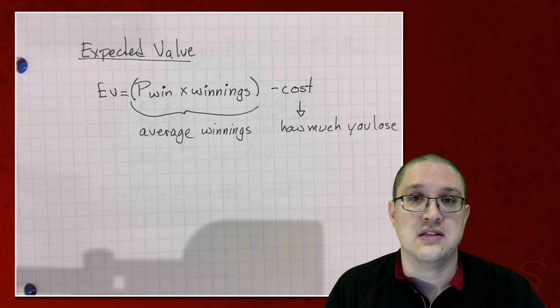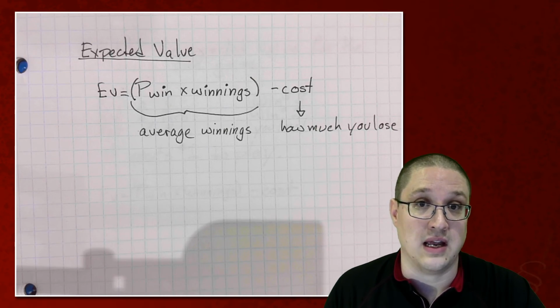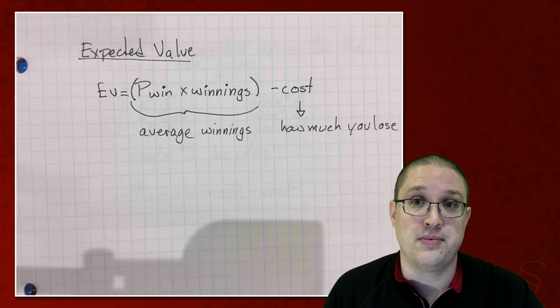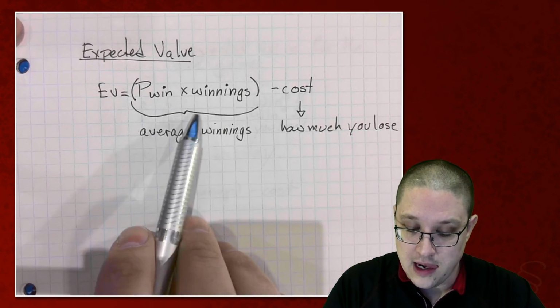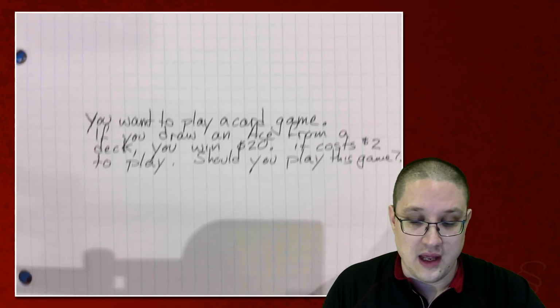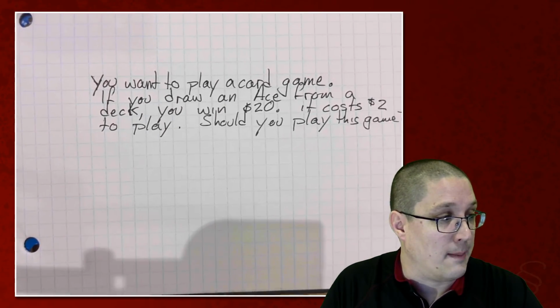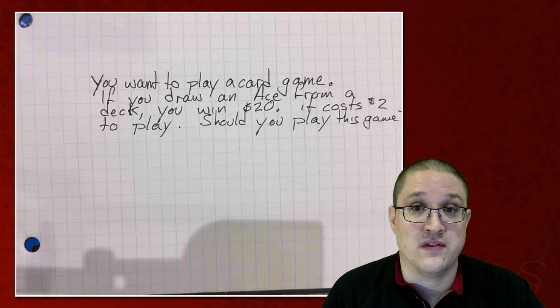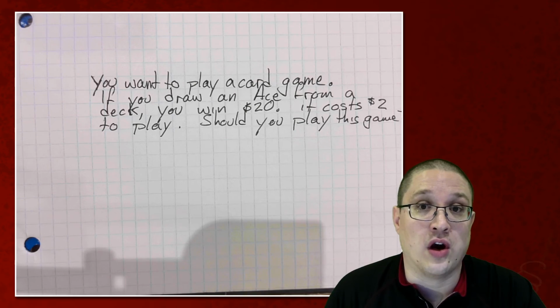We're going to look at this in terms of some simple dice games and card games because that's a little bit easier to calculate, but the principle is exactly the same. So here we go. Here's our first example. Let's say that you're wanting to play a card game. The card game goes like this. You're given a deck of cards. You have to draw one card from it.